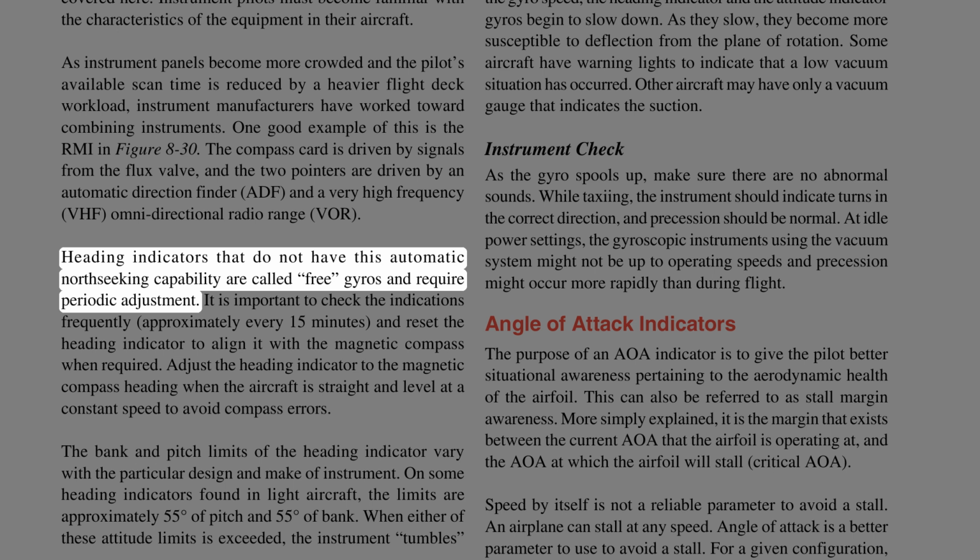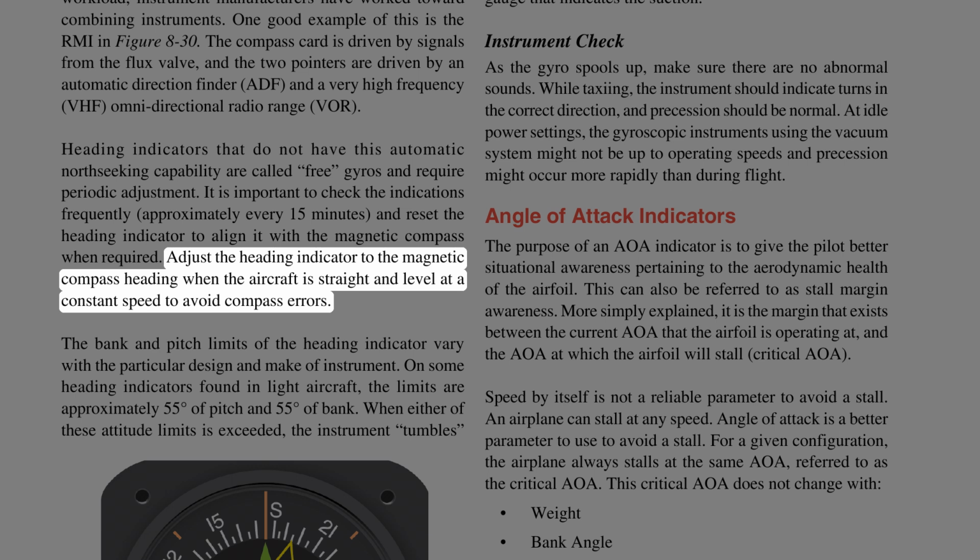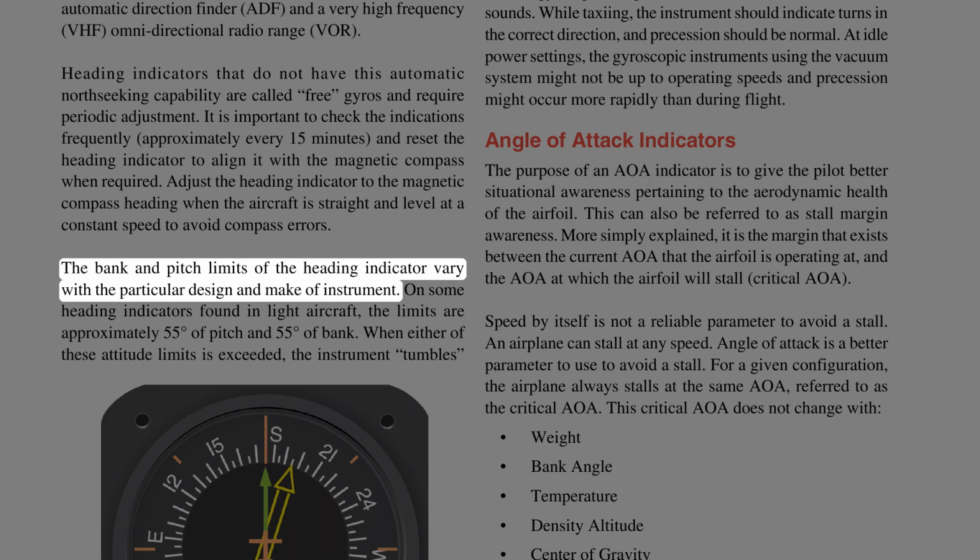Heading indicators that do not have this automatic north-seeking capability are called free gyros and require periodic adjustment. It is important to check the indications frequently, approximately every 15 minutes, and reset the heading indicator to align it with the magnetic compass when required. Adjust the heading indicator to the magnetic compass heading when the aircraft is straight and level at a constant speed to avoid compass errors.